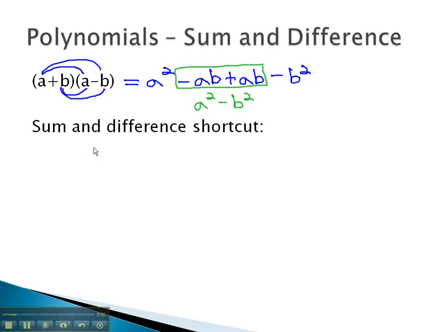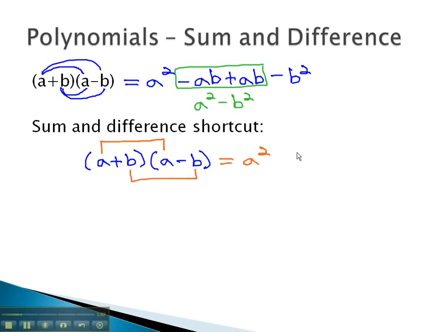This is where we get our shortcut to multiply a sum and a difference. A plus b times a minus b. Instead of going through all the steps of FOIL, we will simply multiply the first two together to get the a squared, and the last two together to get the negative b squared. We can use this shortcut because we know that the sum and difference is going to cause the middle terms to subtract out.